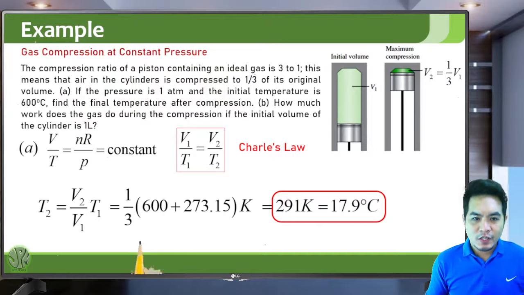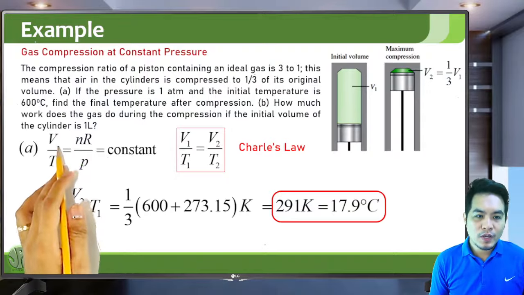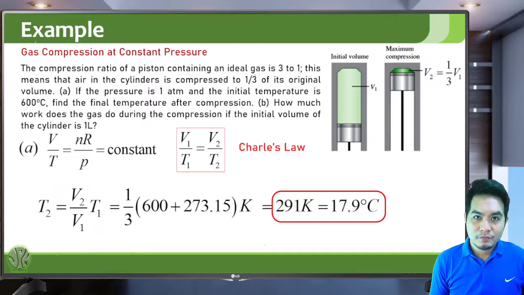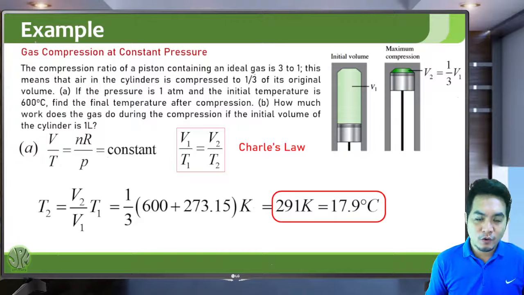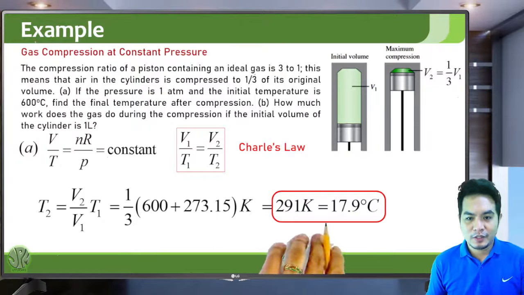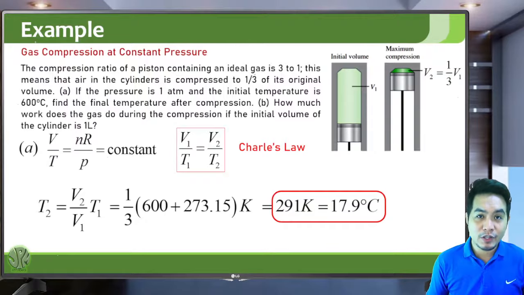In this case, you will notice that from the ideal gas law at constant pressure, when the volume increases, the temperature will also increase. When the volume decreases, the temperature will also decrease. So that is the meaning of Charles' law. Since the volume decreases to 1/3 of the initial volume, the temperature will also decrease to 1/3 of the initial temperature in Kelvin. So 291 Kelvin is 1/3 of the original temperature, which is maybe around almost 900 Kelvin. So in degrees Celsius, the temperature is now 17.9 degrees Celsius.